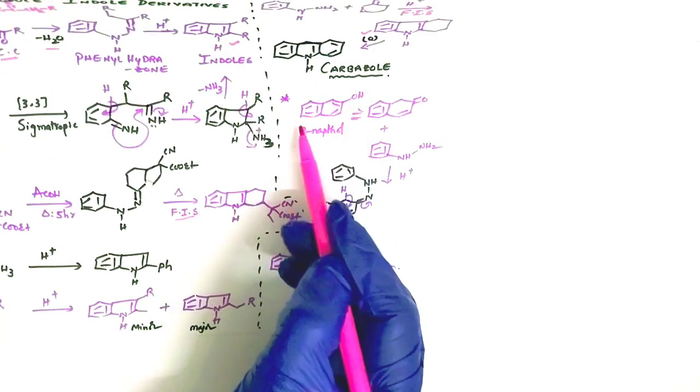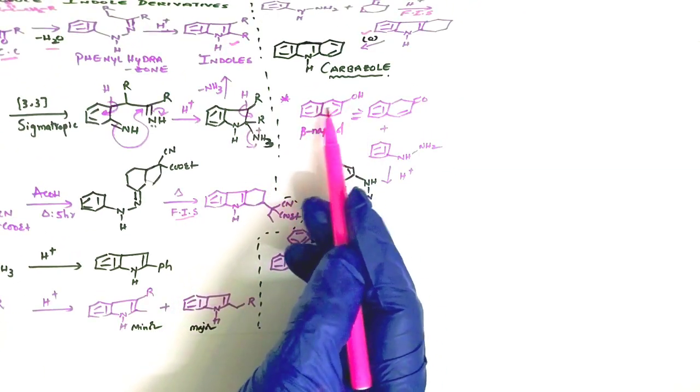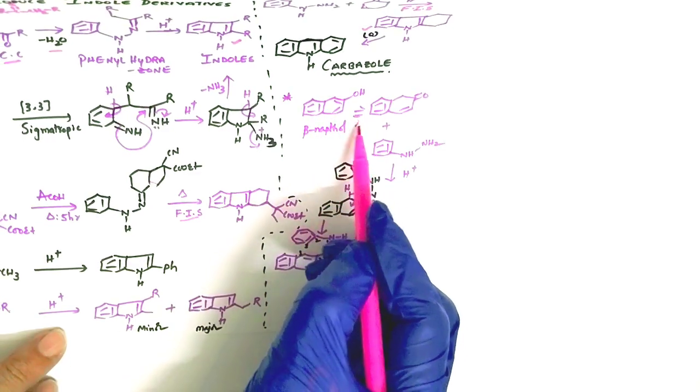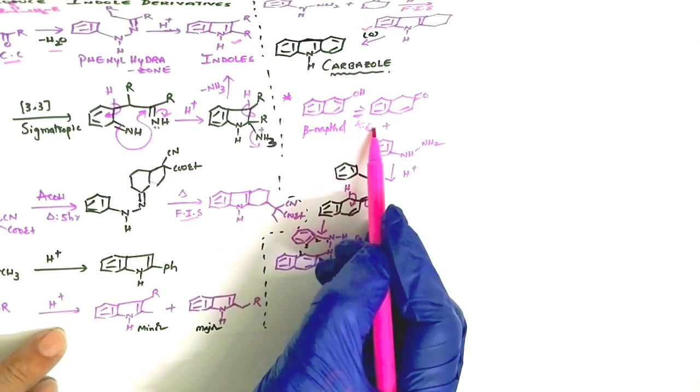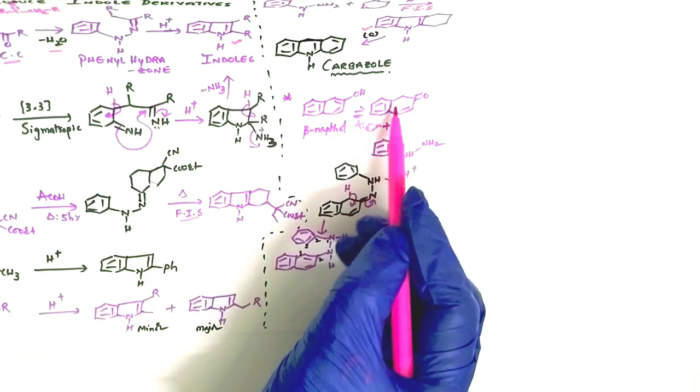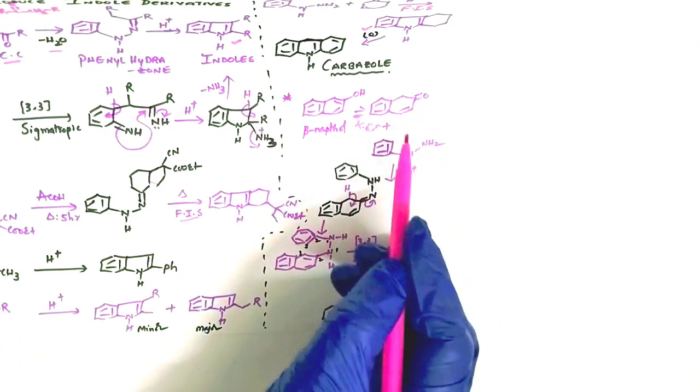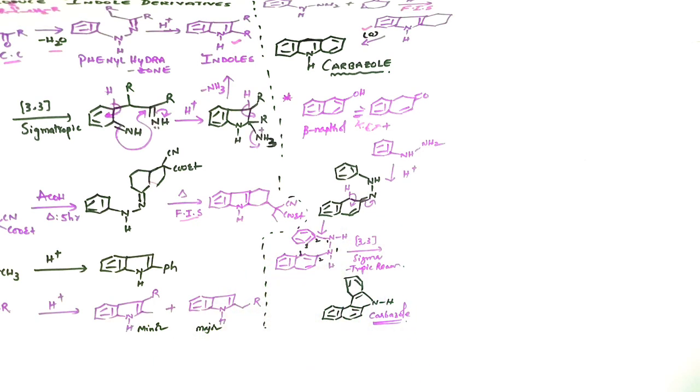Similarly, from beta-naphthol also we can produce the carbazole derivative. Initially, the beta-naphthol is involved in keto-enol tautomerism. The keto-enol tautomerism produces this kind of 6-membered ketone or not. Now that is treated with phenyl hydrazine followed by Fischer indole synthesis. Finally, we will come up with the carbazole derivative.